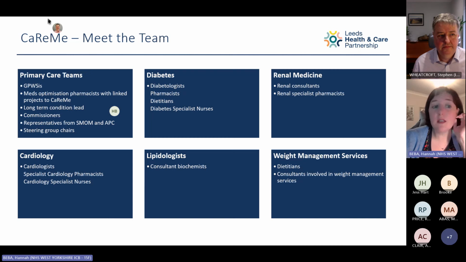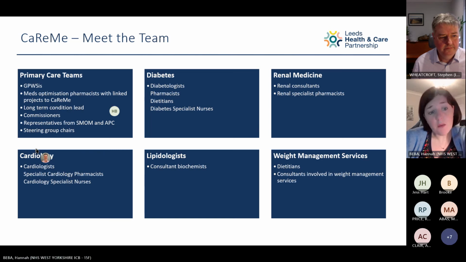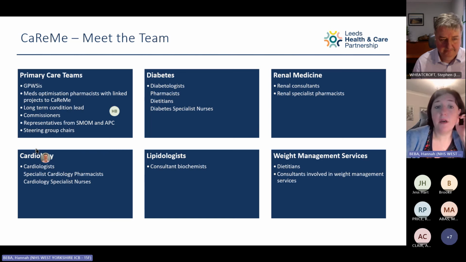also long-term condition leads, commissioners, our medicines optimization pharmacists, our primary care network pharmacists. We're starting to see now specialist posts in particular disease areas within this group of disease management popping up into our primary care networks. And we're looking also to bring together our specialists in areas, cardiology, diabetes, our lipidologists, our renal medicine specialists, and our weight management services as well.